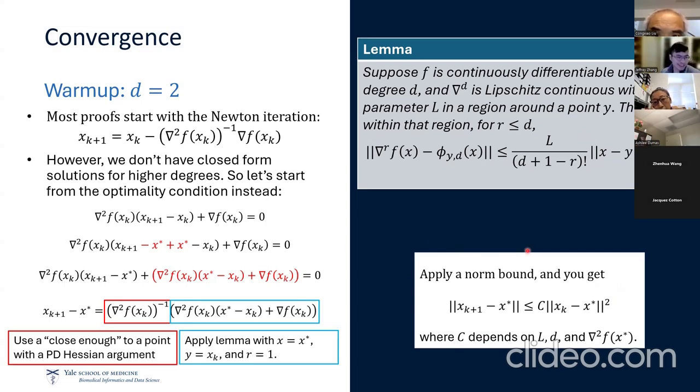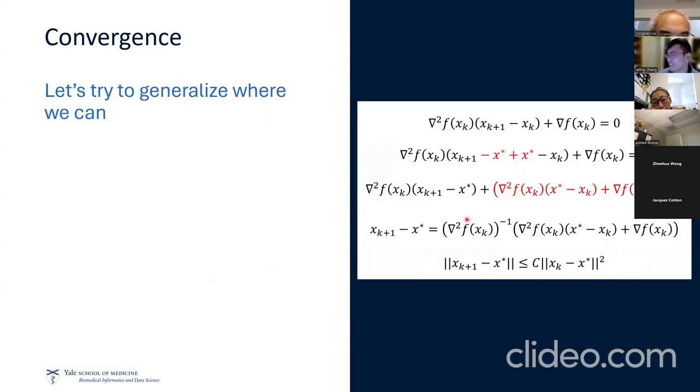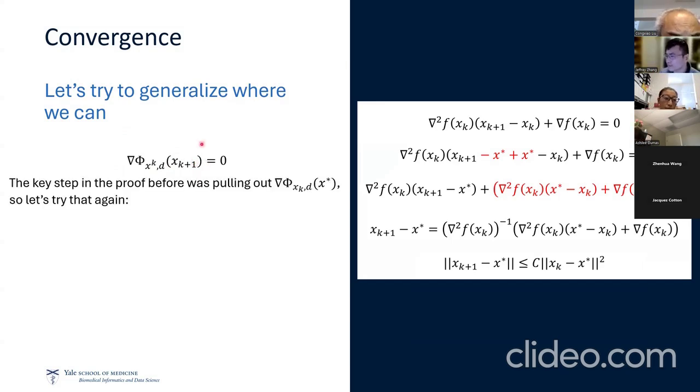So does this make sense? Okay, perfect. So we're going to take this and we're going to generalize it. So again, we're starting with the first order condition for optimality. So we're going to write out generally what this looks like. So we're just saying, let's take the degree d Taylor expansion centered around xk. And at xk plus 1, which is the next iterate, that gradient should be 0.